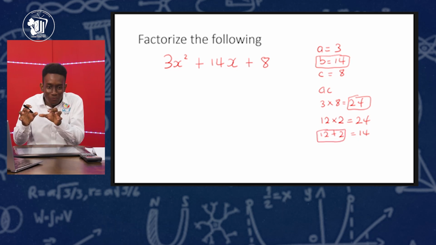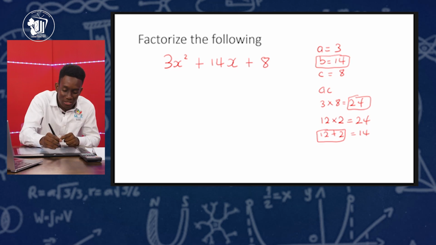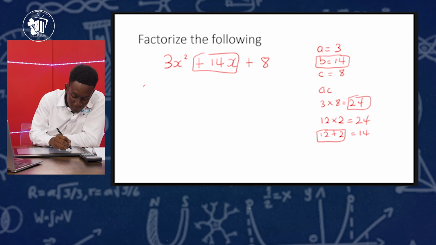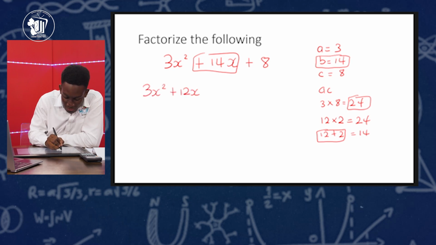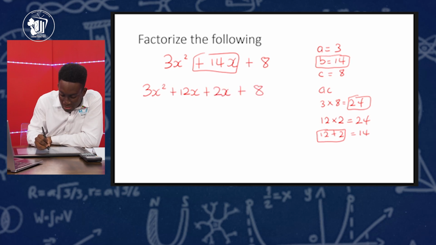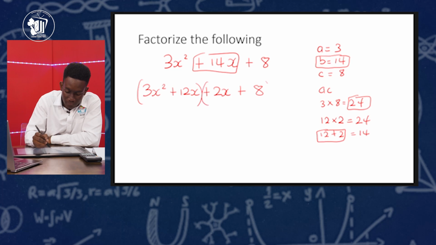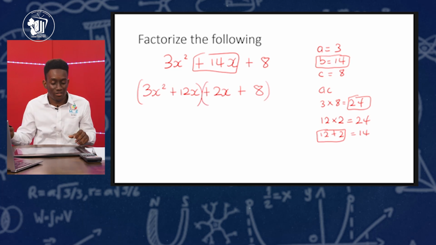So we take the 12 plus the 2 and we're replacing it with bx. In this case, bx is the 14x. So we'll have 3x squared plus 12x plus 2x plus 8. And then we pair off, and then we factorize each bracket individually.